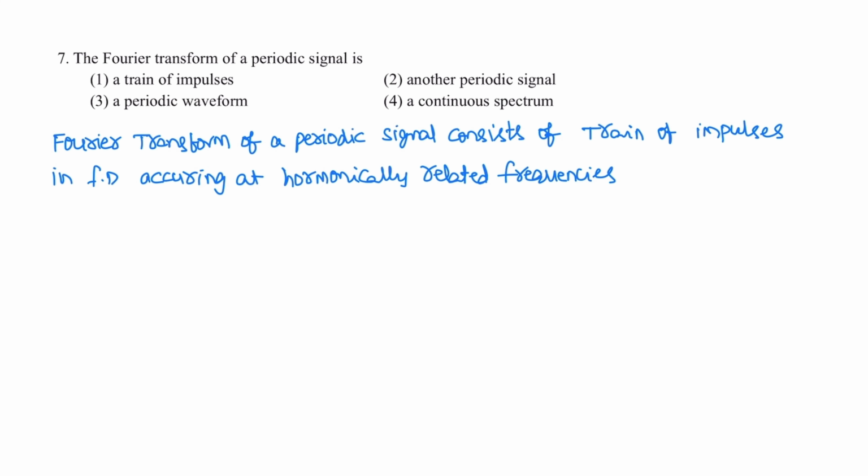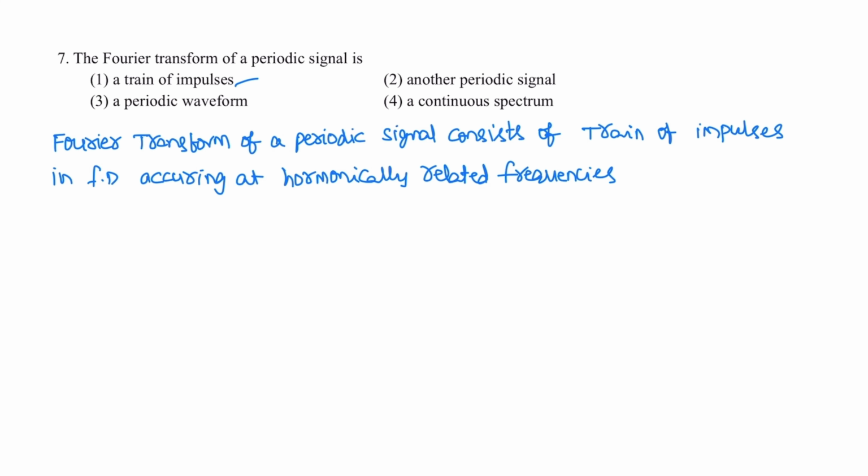Fourier transform of a periodic signal consists of a train of impulses in the frequency domain occurring at harmonically related frequencies. So the correct option is 1. Similarly, the Fourier transform of a periodic sequence consists of a periodic impulse train with values proportional to the discrete Fourier series coefficients.